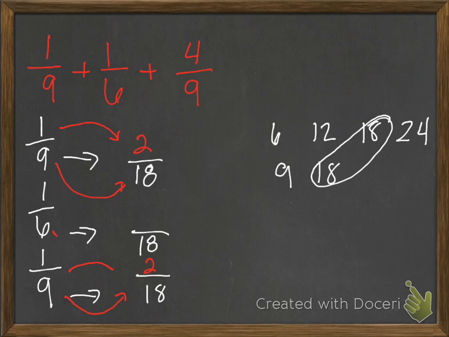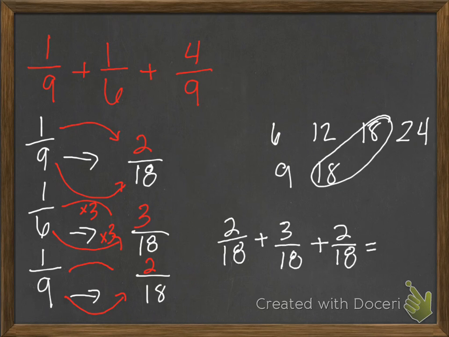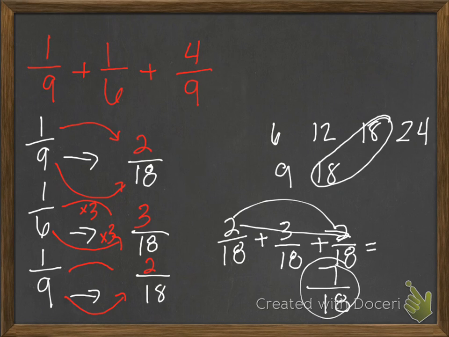Now, for this one, it's a little different. 6 times what gave me 18? 6 times 3. So now I have to do that to the top. 1 times 3 is 3. So now I have a simple problem. I simply rewrite it out. I keep my denominator. I add straight across the top. 2 plus 2 is 4, plus 3. And we have 7/18 is my answer.